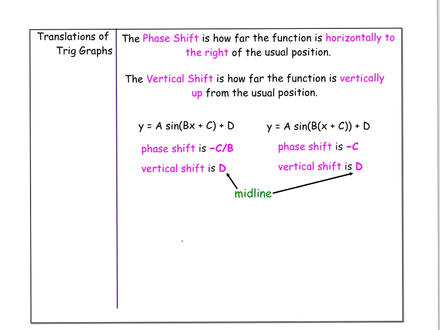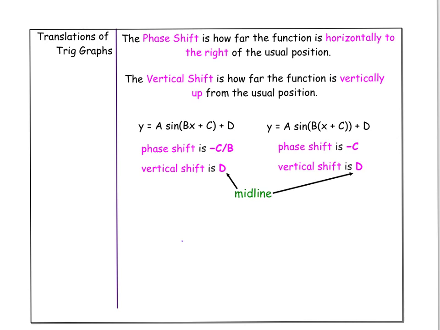Okay, so I know that when we talk about quadratics and polynomials and all of our other functions, we're talking about shifting left and right and up and down. When we're talking about our trig functions, we're only talking about shifting horizontally to the right and vertically up from our usual position. Now it can shift vertically down if it's negative. So I do want to make sure that I'm not saying it cannot shift down also, because it can, depending on what our number is.